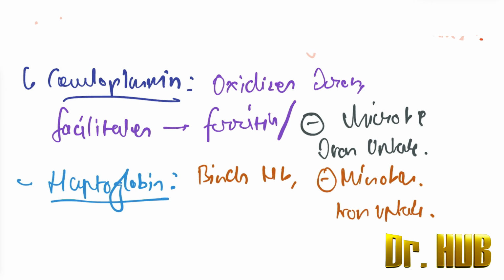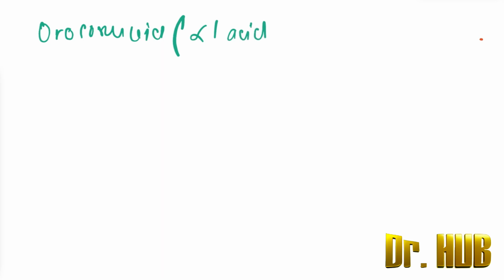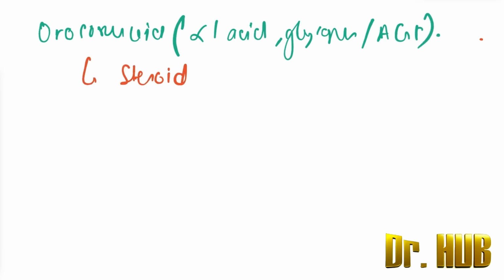Then comes the orosomucoid. That is nothing but the alpha-1 acid glycoprotein, AGP. It is pertaining to the steroid carrier.